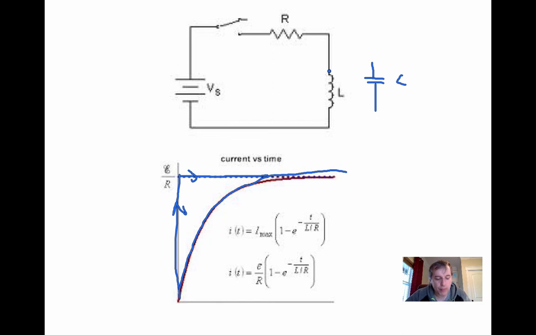Okay, so we'll do problems in class to get used to that and see how that works out in detail.